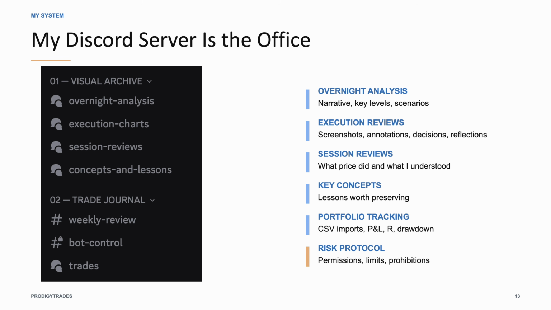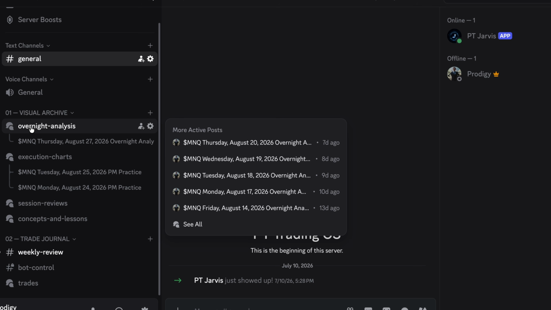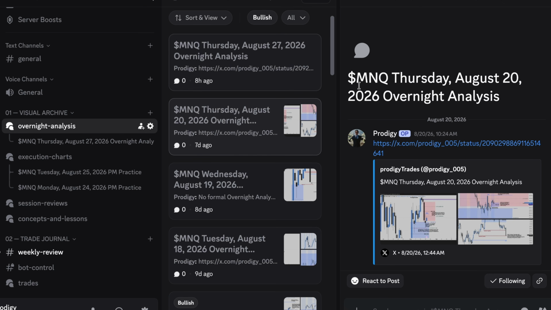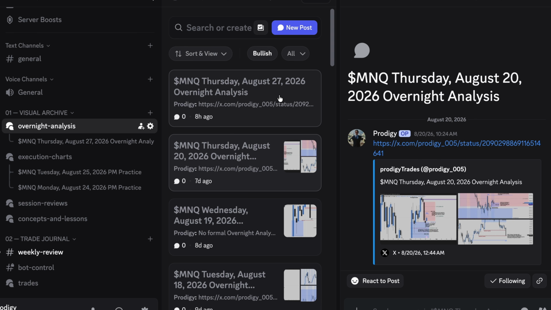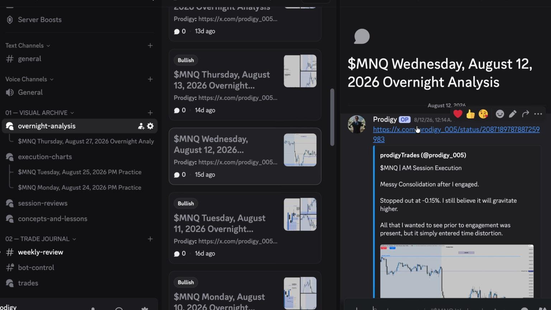Now I'll show you how I organize all of this in practice. My Discord server functions like the office of the business, and each channel has a specific department. As you can see, I have a channel for the overnight analysis, which preserves the narrative, key levels, annotated charts, and conditional scenarios before the session. I also share this on my X page every evening for everyone to view, and I basically just link my public X post. And if I ever want to go back and look at any of these, I can simply navigate to the specific date and access the link directly from here.